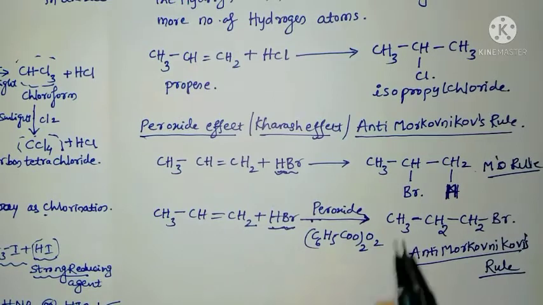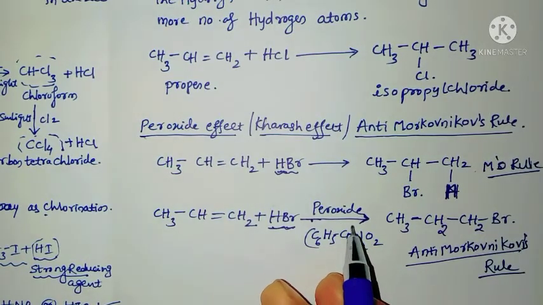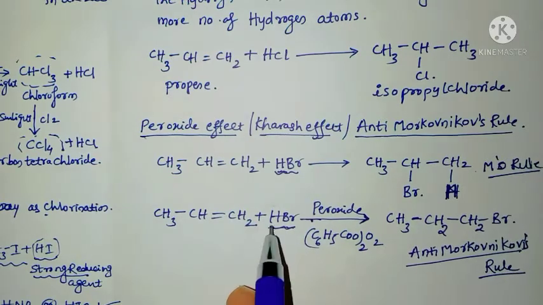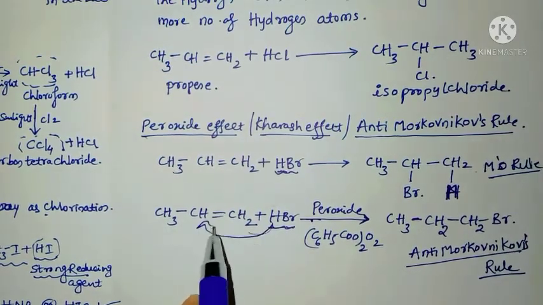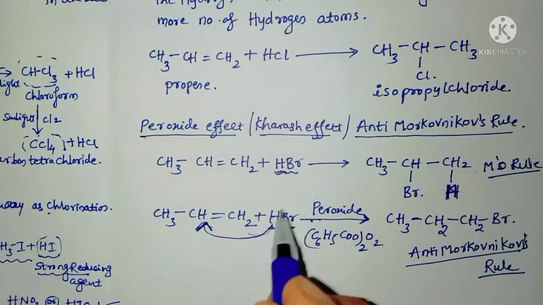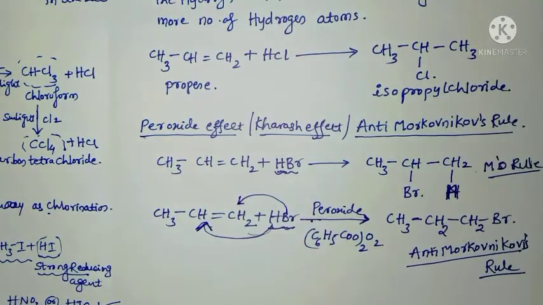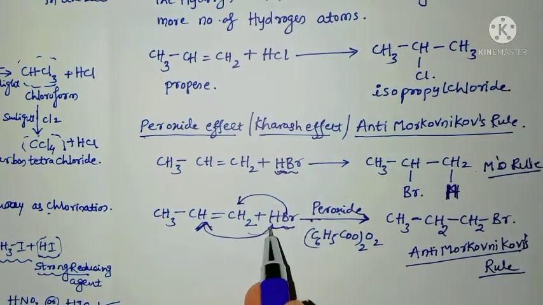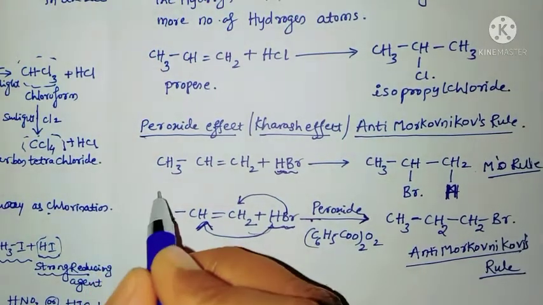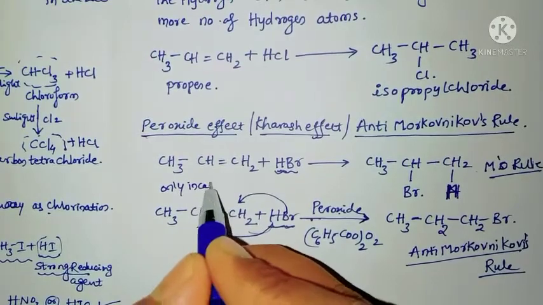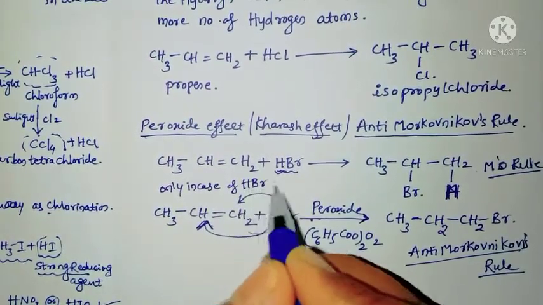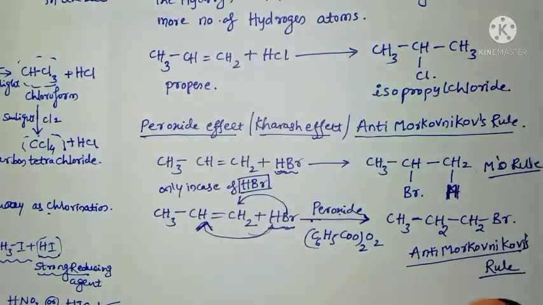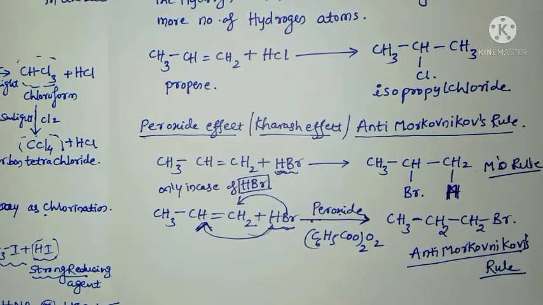So if the peroxide is given in the reaction, it is against Markovnikov's rule. Here H attaches to the carbon which has fewer hydrogen atoms, and Br attaches to the carbon which has more hydrogen atoms. You need to remember that if peroxide is given in the reaction, the anti-Markovnikov's rule applies only in the case of the addition of HBr. Everything else remains the same. So this is about the methods of preparation of haloalkanes from the alkenes.